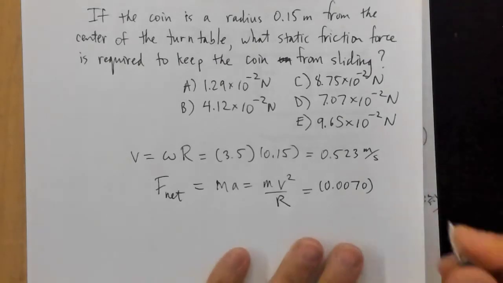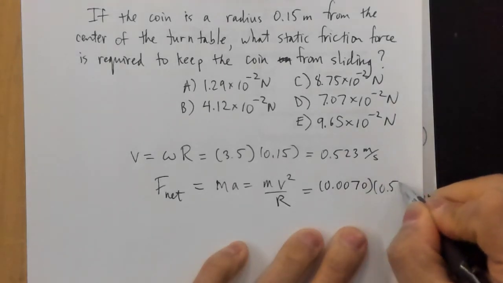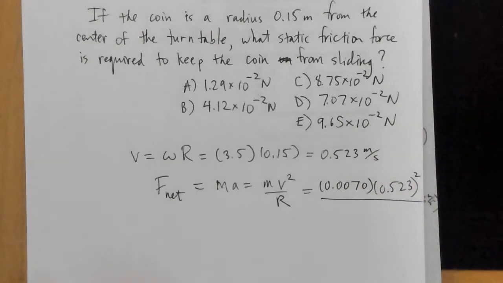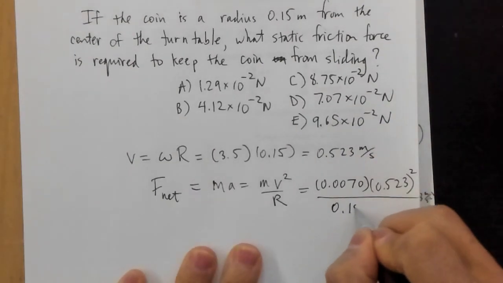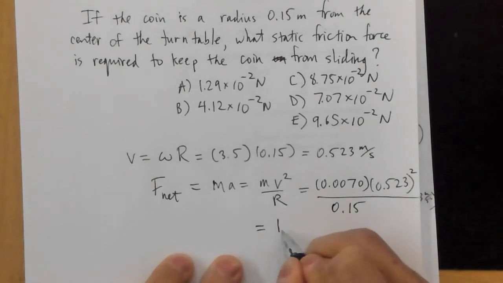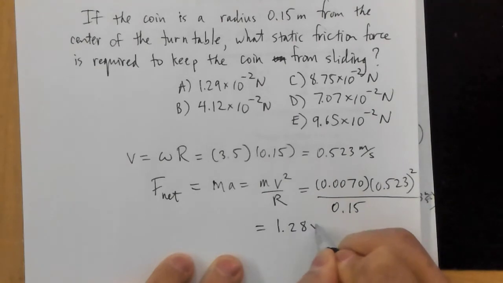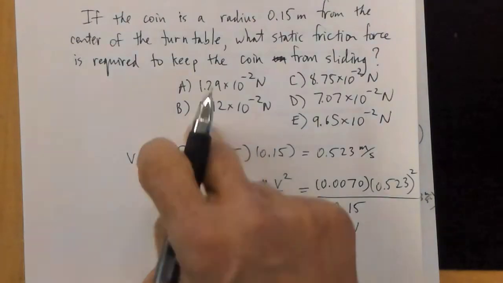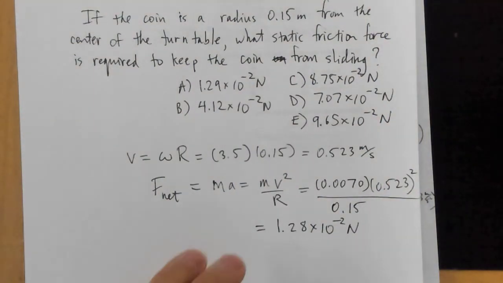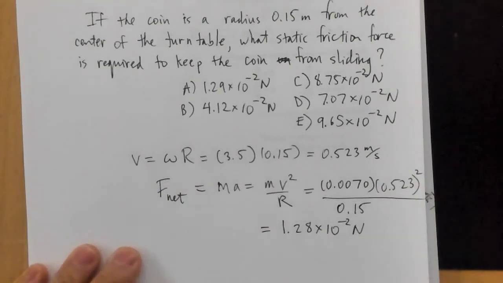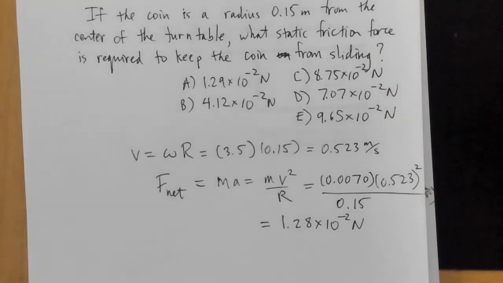And then v we just calculated is 0.52. And then divide by the radius, which is 0.15 meters. And that comes out to 1.28 times 10 to the minus 2 newtons. If you round it the other way, you get 1.29. And so this net force has to be provided by static friction. It's the stickiness of the coin on the surface that provides it.